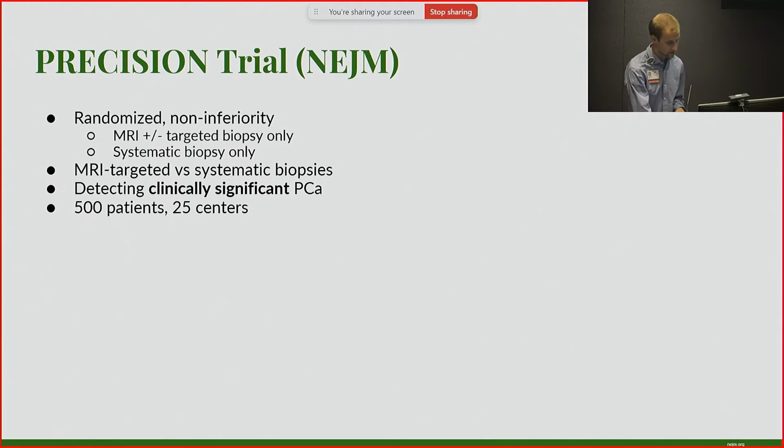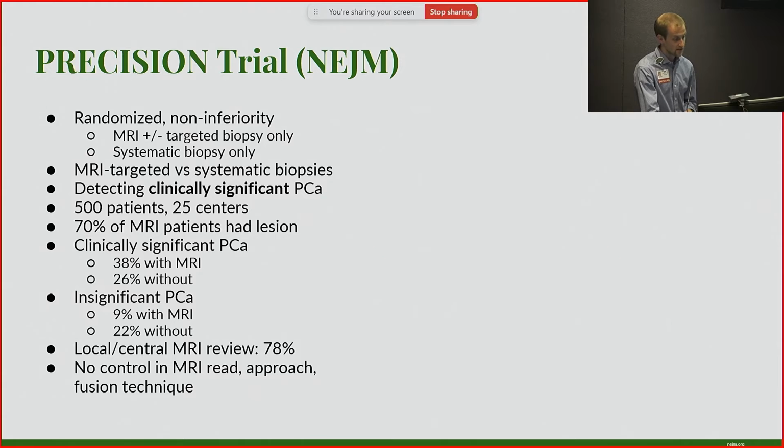It was a multi-institution study with 500 patients, one of the biggest in the prostate MRI world. It is looking at patients that had MRIs, about 70% of them had a lesion found on their MRI. In terms of detecting clinically significant prostate cancer, there was more of that detected from MRI-targeted biopsies than without. Insignificant cancer was the opposite. You detected less using an MRI for your targeting. You detected more by doing systematic biopsies.